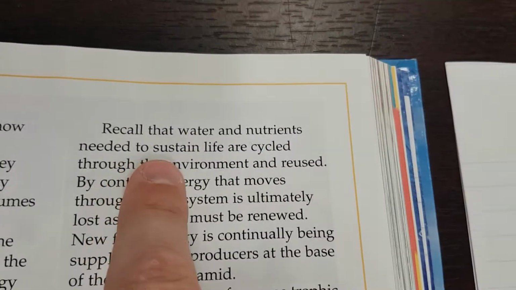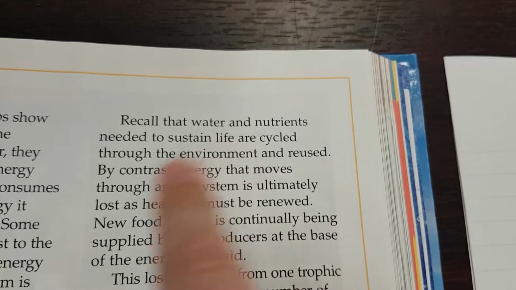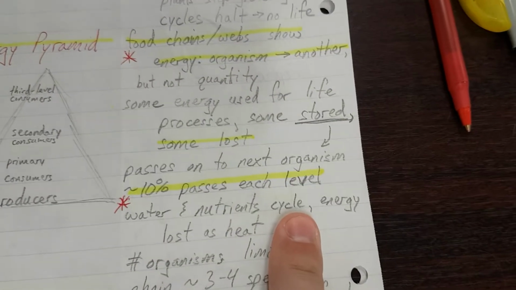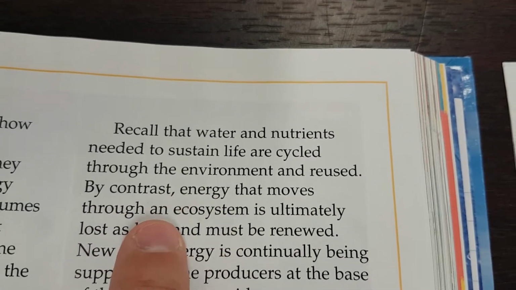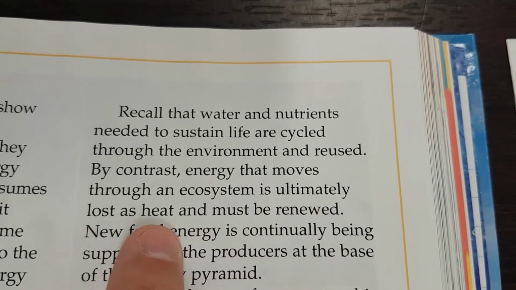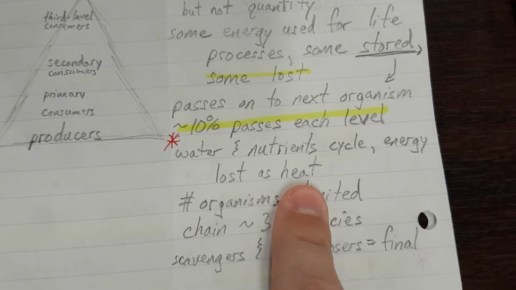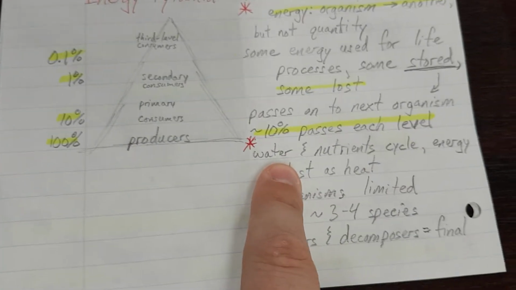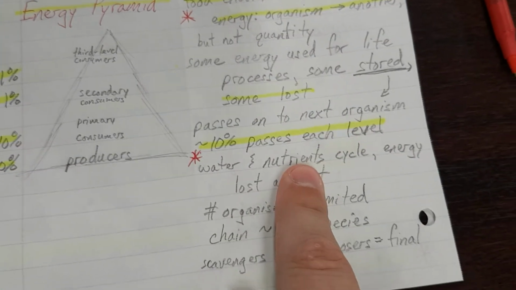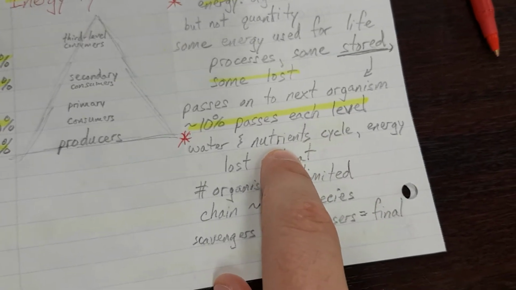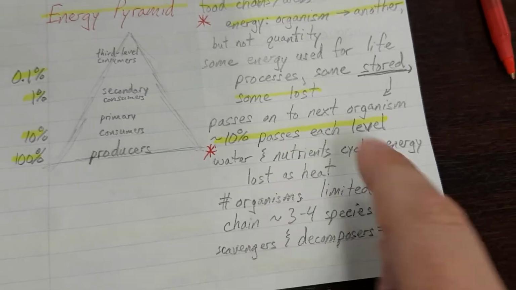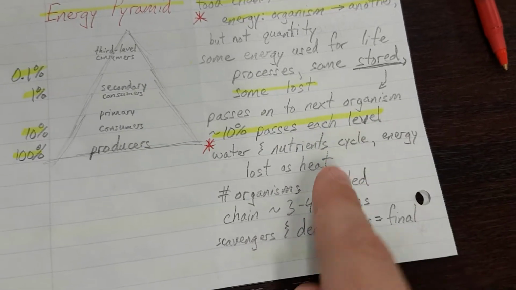Recall that water and nutrients needed to sustain life are cycled through the environment and reused. By contrast, energy that moves through an ecosystem is ultimately lost as heat and must be renewed. Okay, so water goes through a water cycle and keeps getting used. Other nutrients, remember the cycles that we learned about last week? The carbon cycle, the oxygen cycle, the nitrogen cycle. All those things keep cycling around and getting reused and reused.